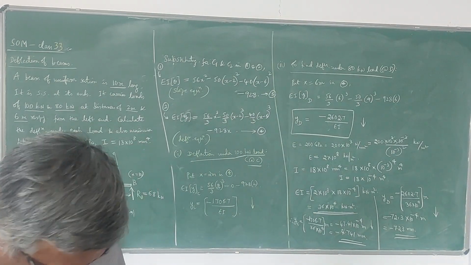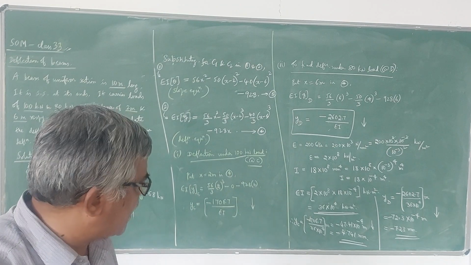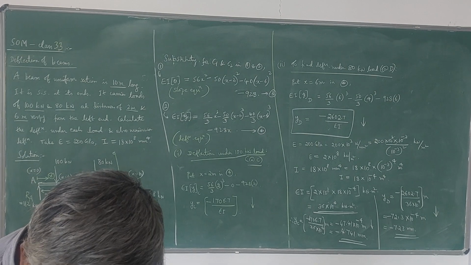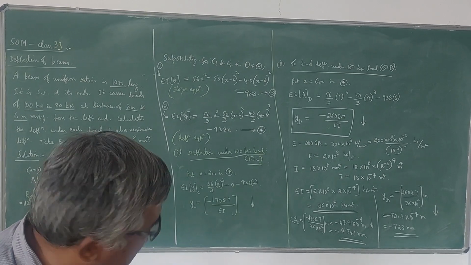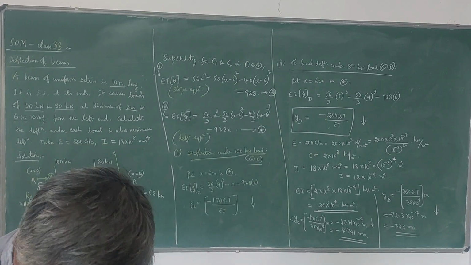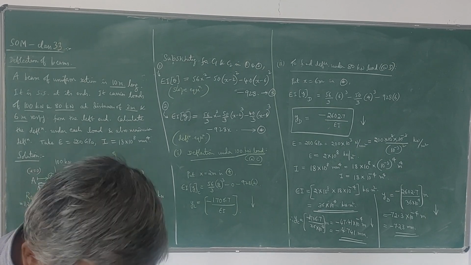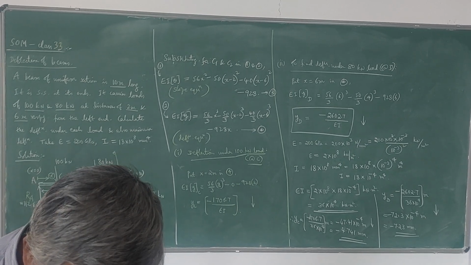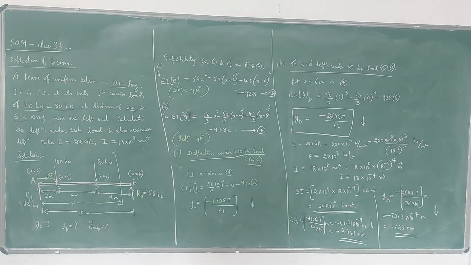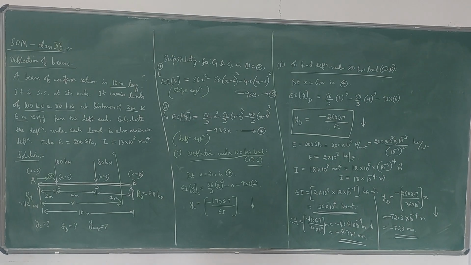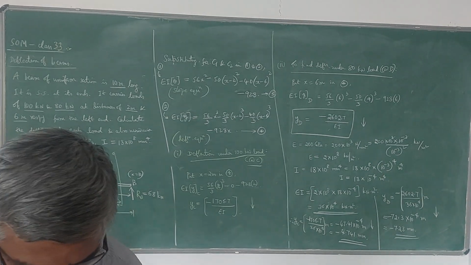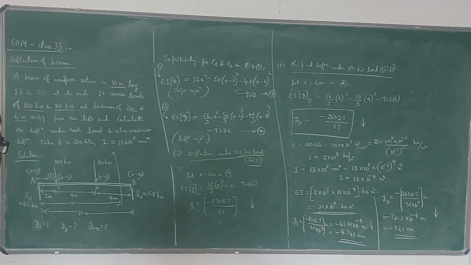So we got the values of deflections. At C, YC is minus 4.741, whereas YD, that is under 80 kilonewton, is minus 7.23 millimeter. Now let us see where the maximum deflection occurs. The maximum deflection occurs at the point where the slope is 0. That is the boundary condition we have to use now.